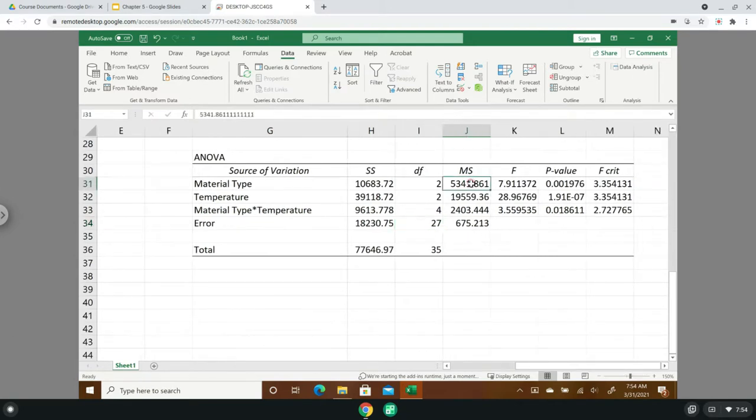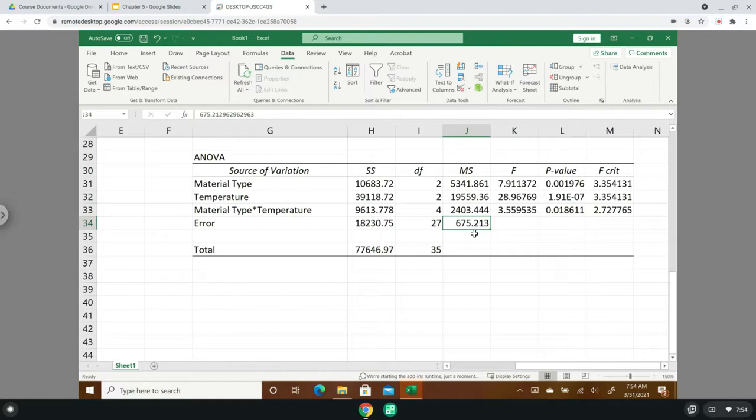Mean square, and you don't even have to do all these calculations because Excel is automatically generating this data for you, right? Now mean square is sum square divided by degrees of freedom, so we have that. And the F statistic is basically mean square for material type. For example, if we want to find the F statistic for the first row, which is material type, that would be mean square material type divided by mean square error.